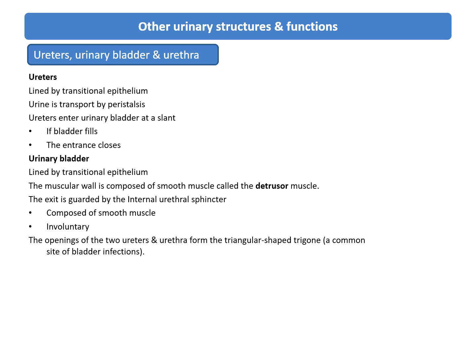It's involuntary. The openings of the two ureters and the urethra form a triangular region in the bladder called the trigone. It's a common site of bladder infection.